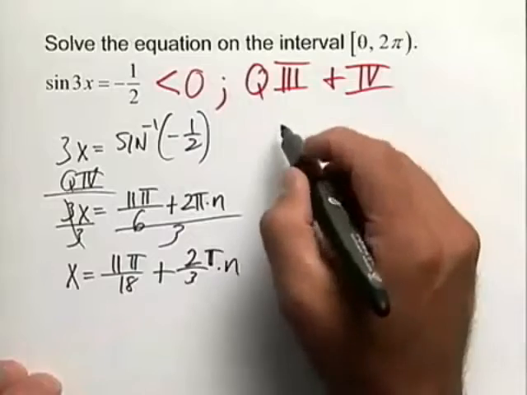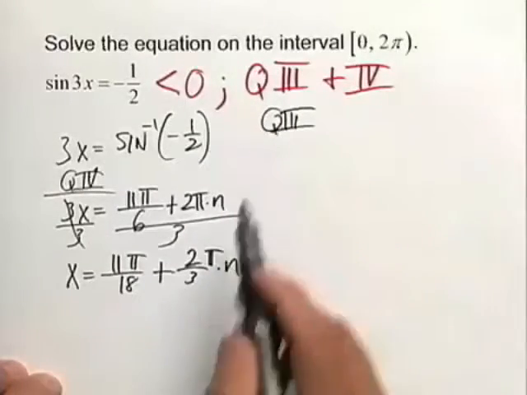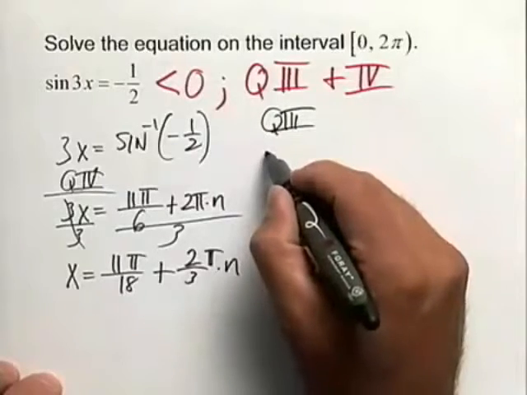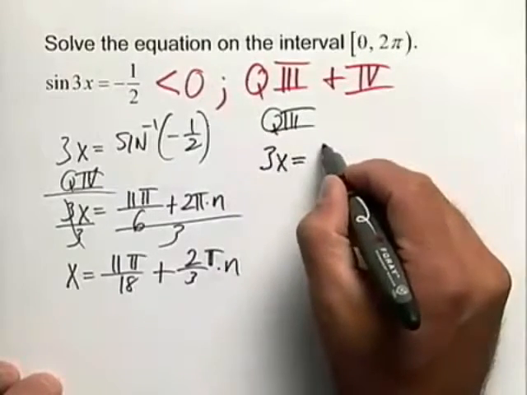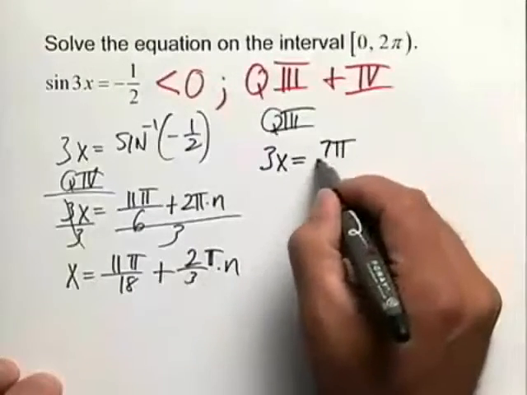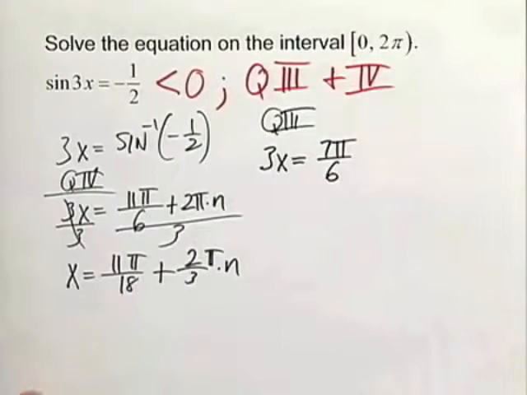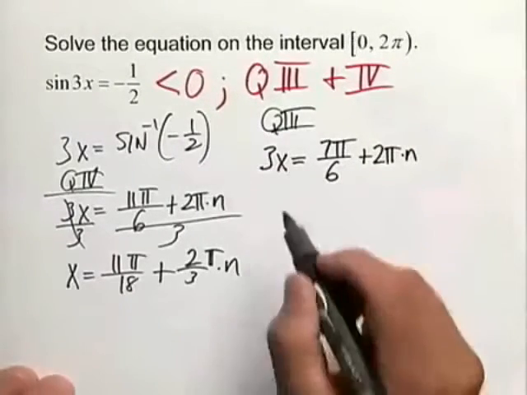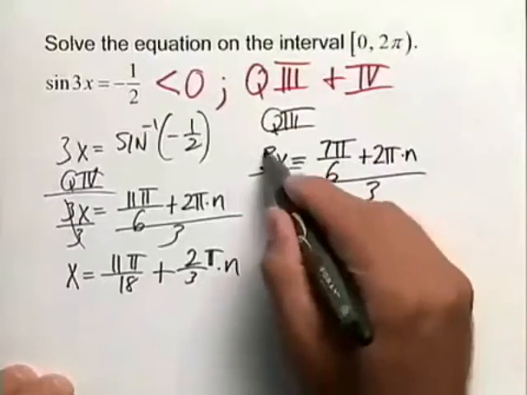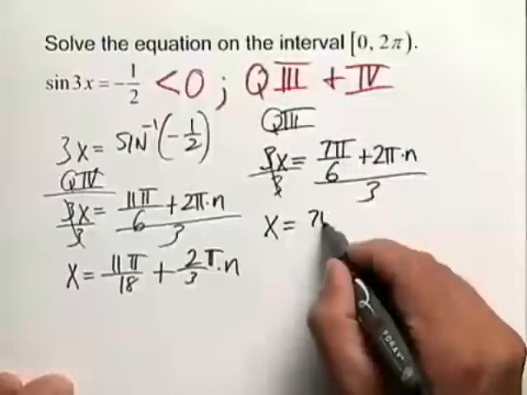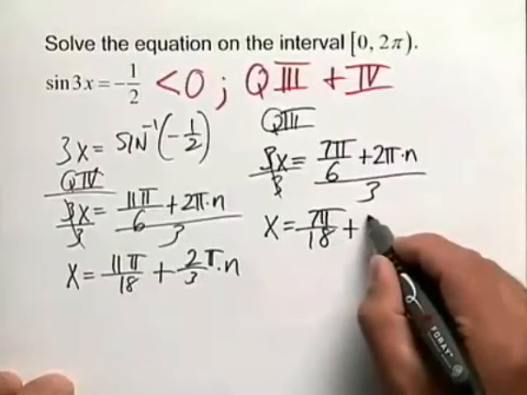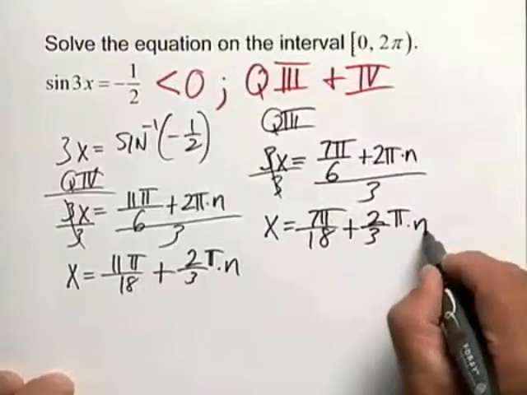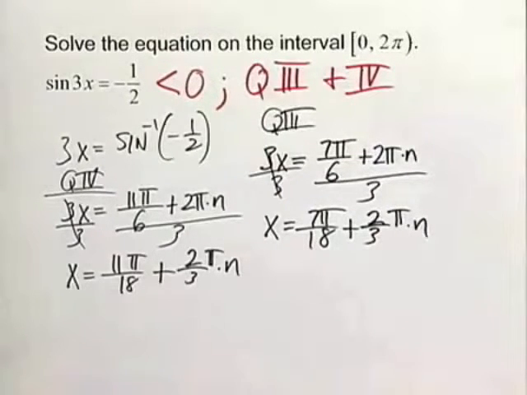Now let's think about quadrant 3. In quadrant 3, again, our reference angle is pi/6. So we can also say that 3x is going to be equal to 7 pi/6 in quadrant 3. Again, addressing the periodicity, we're going to add 2 pi n to that value. As before, we divide both sides by 3. From this, x is then equal to 7 pi/18 plus 2/3 pi times n. So these are the infinite number of solutions in both quadrant 3 and quadrant 4 that satisfy this trigonometric equation.